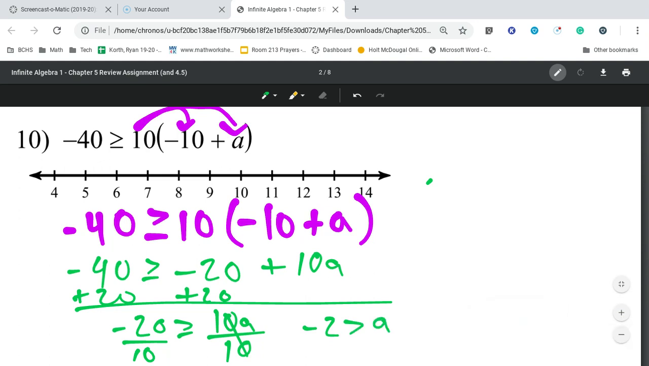In order to graph it, we want to typically have the variable on the left side. So if we read this from right to left, it says a is less than negative 2. So that's how we're going to write it. We're going to write a is less than negative 2. Okay, the pointy part was pointing towards the a when we wrote it with it on the right. So the pointy part needs to point towards the a when we rewrite it. It's an equal to.